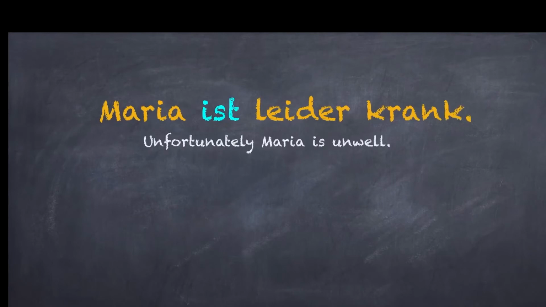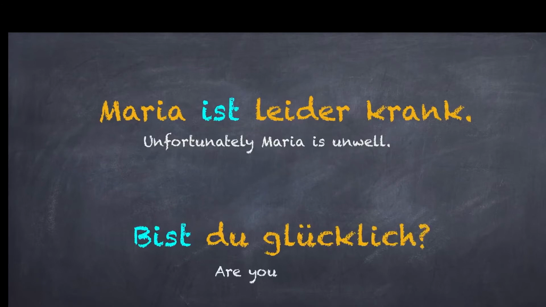Similarly, here are a few examples with the verb sein. And the first one is Maria ist leider krank. Bist du glücklich? Here also, do observe the verb conjugation and its position.